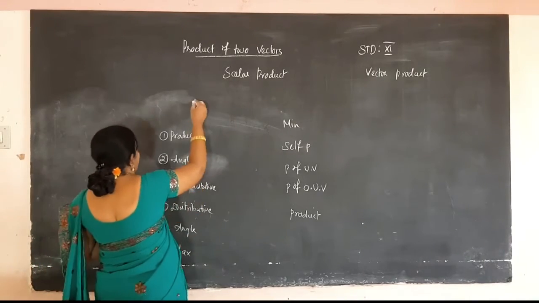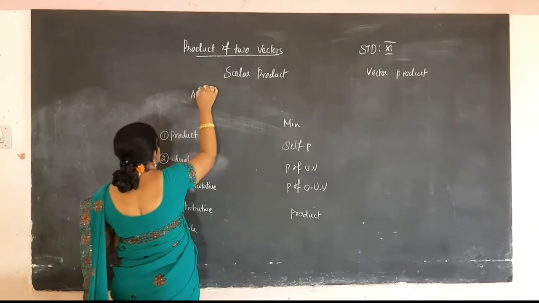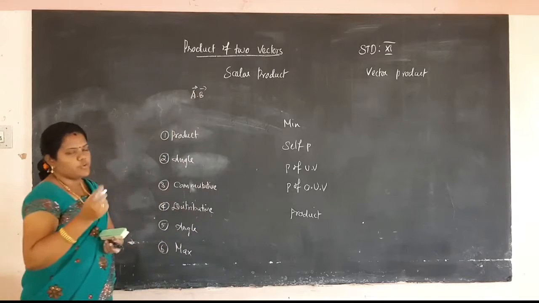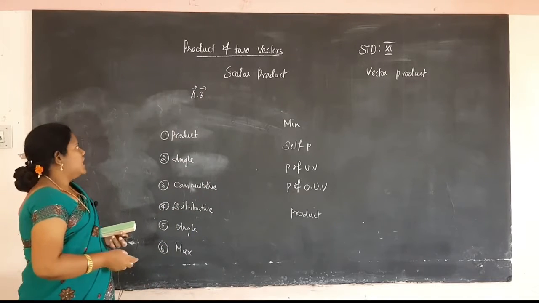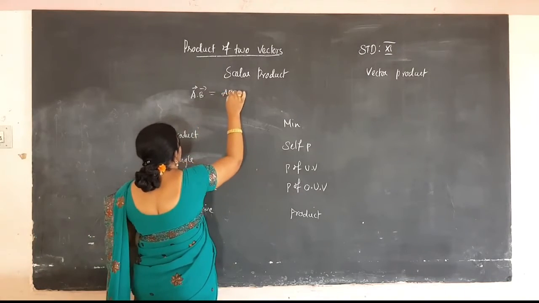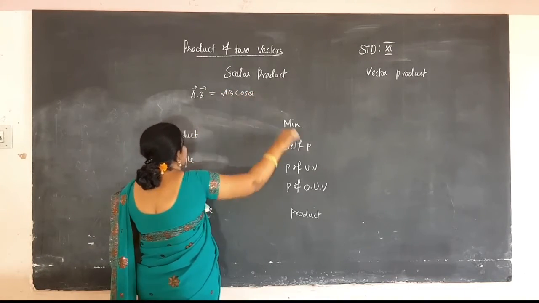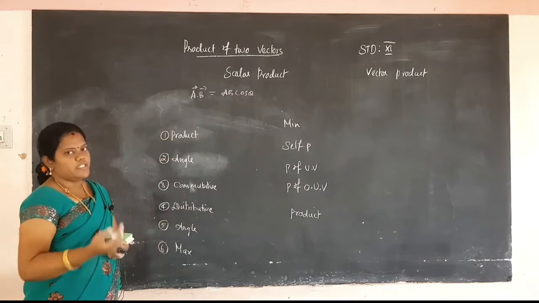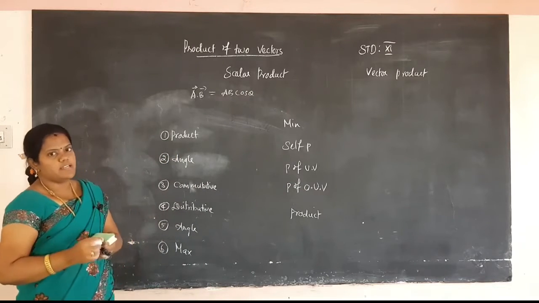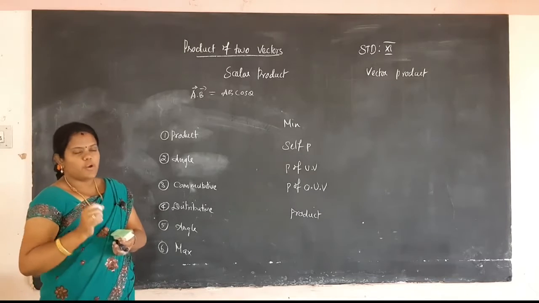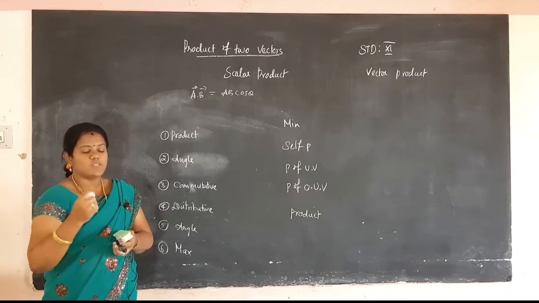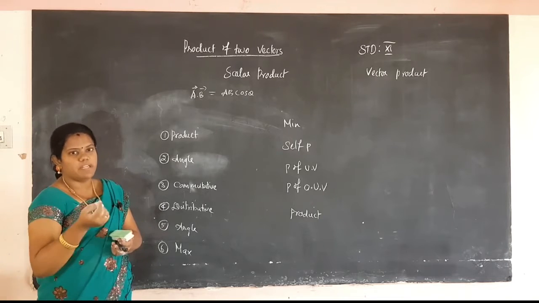Scalar product is A dot B. This is the way we have the product of two vectors in the form of a scalar. A vector dot B vector is equal to AB cos theta. This is the formula for the scalar product of two vectors. So how will you define it? The product of two vectors is defined as the product of the magnitudes of the two vectors and the cosine of the angle between them. What's the meaning of that?